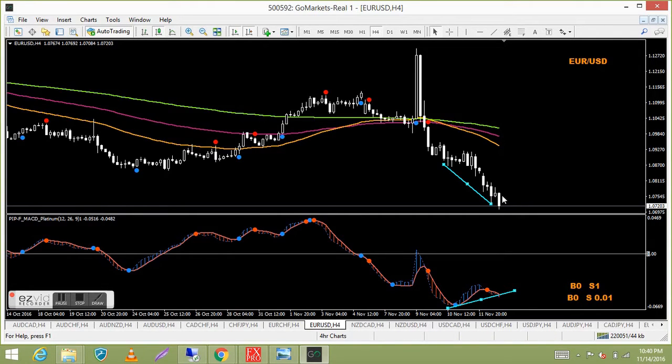The MAs are starting to spread out, and here's this one. Big candle up, and big candle down. It was 250 odd pips, that move. Just huge. New Zealand Canadian.